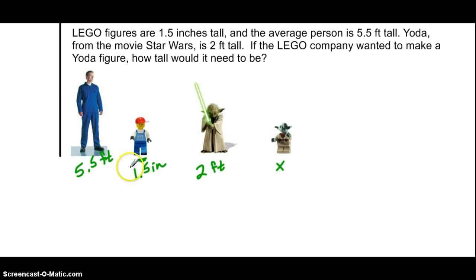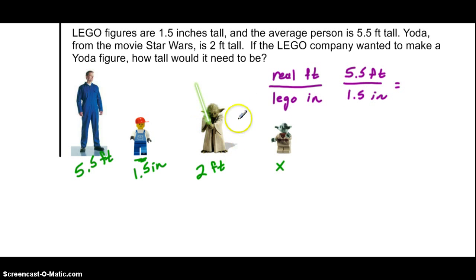Well, it makes sense for this Lego Yoda to be in proportion to, I guess, the regular Yoda. So we ask ourselves, what two things are being compared here? Well, you might say that the real life figures, the real person, the real Yoda, are being compared to the Lego figures. So let's write that down. So we're comparing the real people, and those are measured in feet, how tall they are, to the Lego people, which are being measured in inches. And so we can write a proportion that follows that form. Let's start with this person over here. So he's 5.5 feet tall. And the Lego guy right here is 1.5 inches.